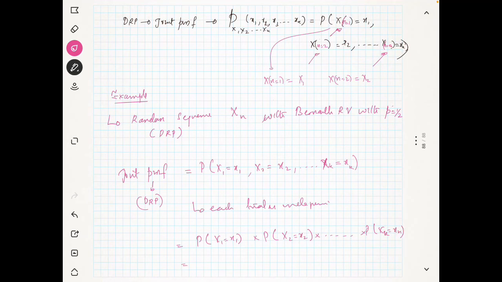This probability has been given as p, and this p has been given as 1 by 2. So this is 1 by 2, multiplied with 1 by 2, multiplied like this, which is nothing but 1 by 2 whole raised to k. So this is how you can find the joint PMF for this particular process.